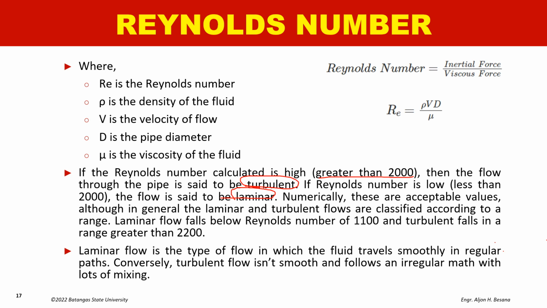Laminar flow falls below a Reynolds number of 1100, and turbulent flow falls in the range greater than 2200. And between 1100 to 2200, that is what we call the transition region.